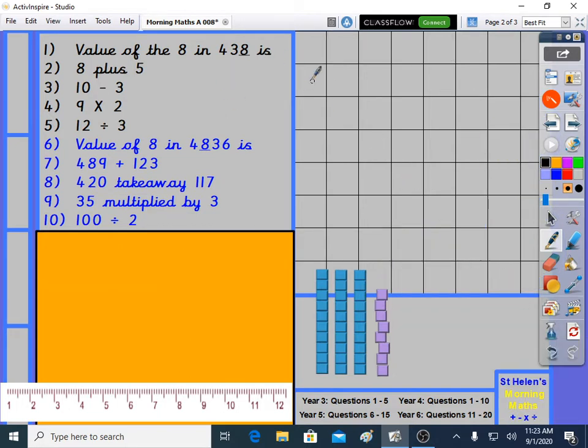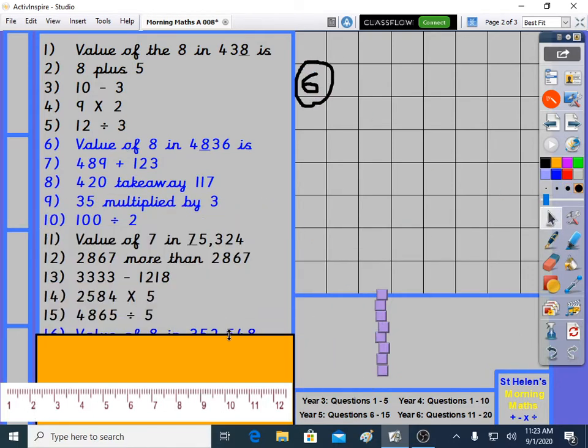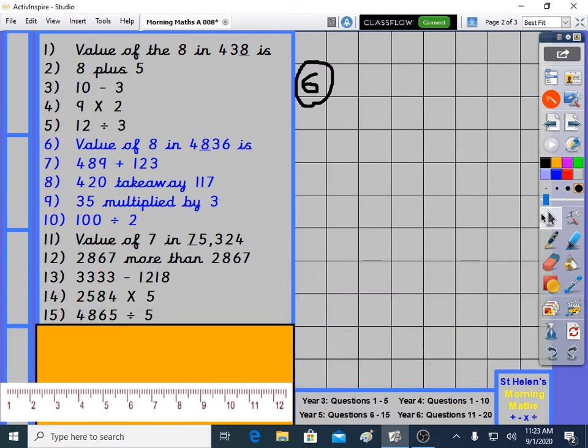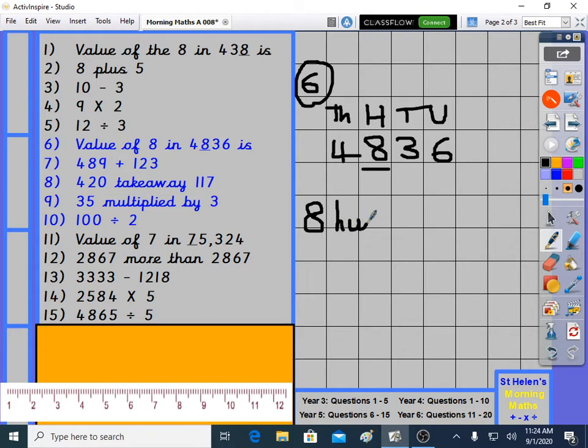Right, year 4, question 6. Okay, I'll move these away now. Get in the way a little bit. Move that down. Let's see what's under there. Nothing. Okay. Value of the 8 in 4,836. What's the value of the 8? Well, units, tens. It's in the hundreds column, isn't it? Not the thousands. It's in the hundreds column. So the answer is 800s. So for number 6, we'll write down 800s.